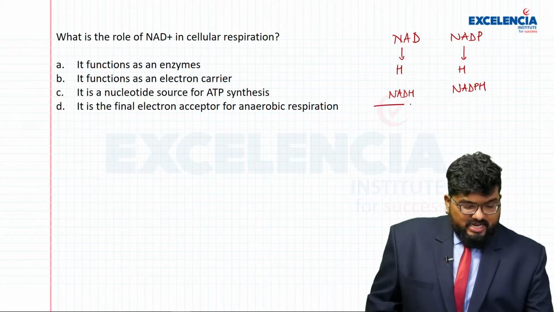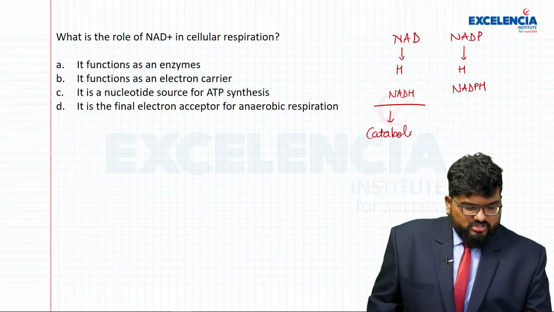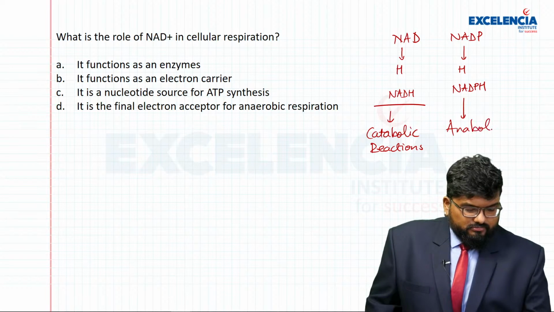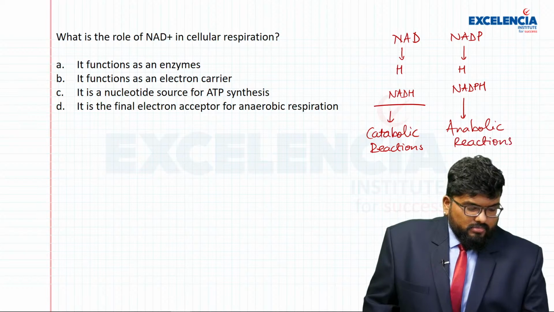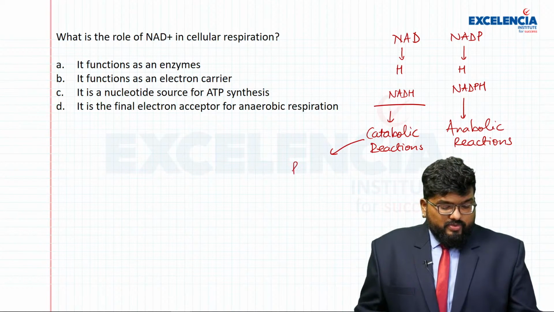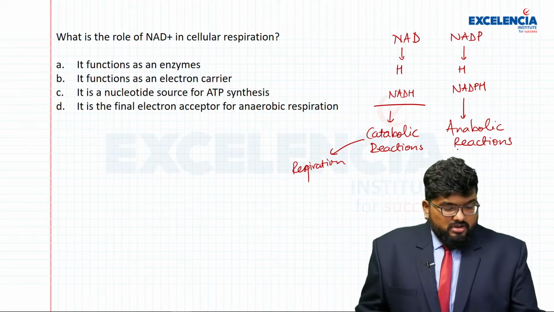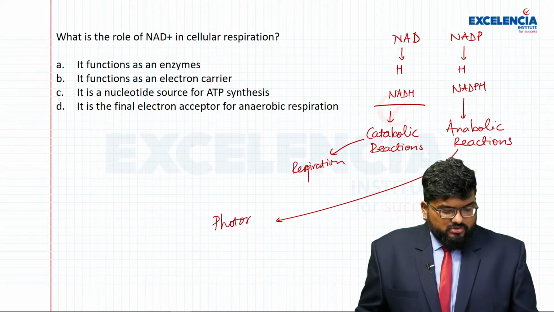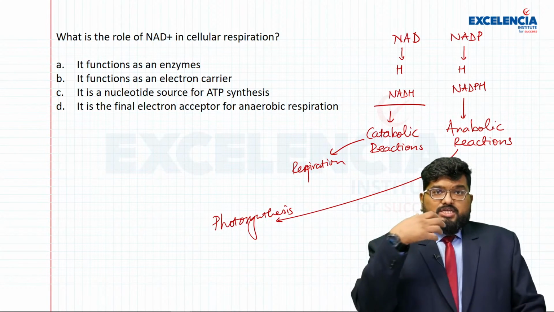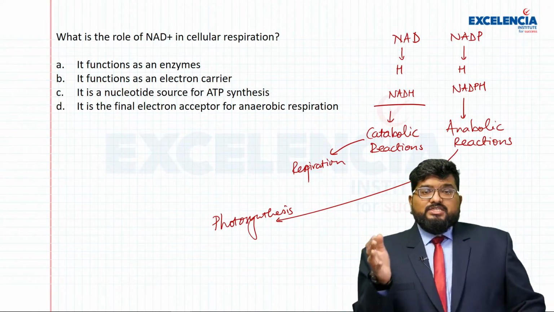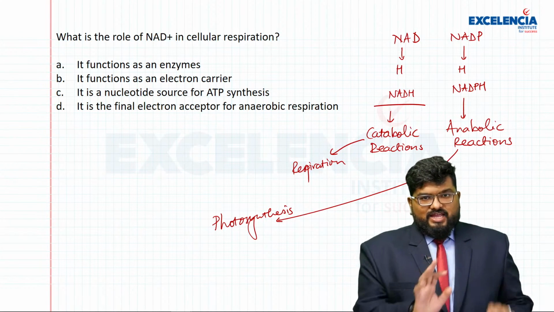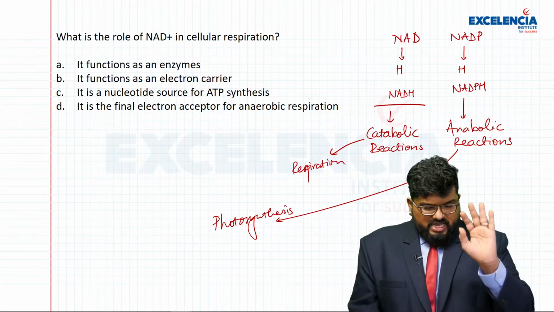Always remember that NADH is seen in catabolic reactions and NADPH will be seen in anabolic reactions, that is building up reactions. So NAD will always be seen in respiration and NADPH you'll see in photosynthesis reaction. So don't get confused between the two, where to put NAD and where to put NADP. If it is photosynthesis, it is NADP and NADPH. If it is respiration, it's NAD and NADH. Got it? Please remember the differentiation.